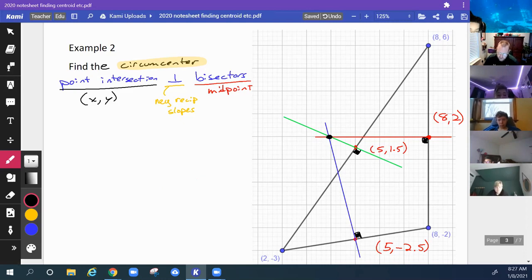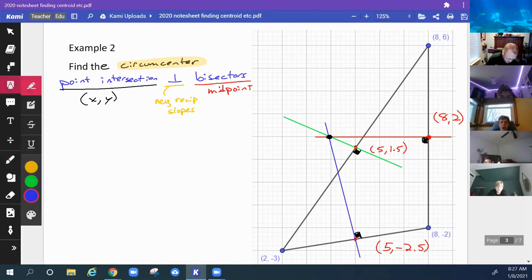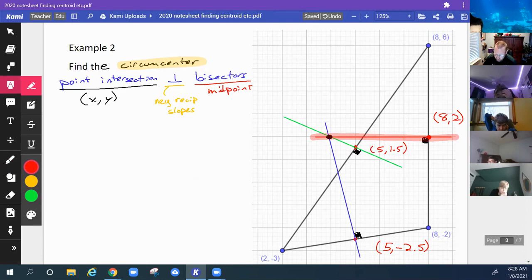So remember, our goal is I want to choose two of these equations or two of these lines to find their intersection point. And I want to choose the easier ones that we can work with. And I think one of the easy ones that we can work with is this red one, okay? That's going to be an easy one to work with because that's just going horizontally, it looks like.